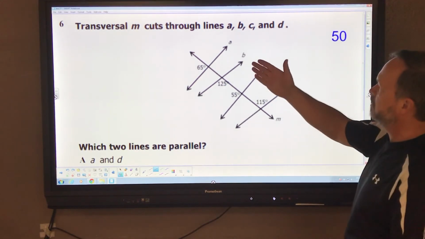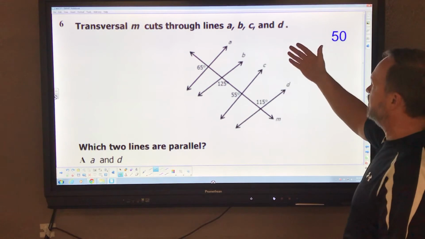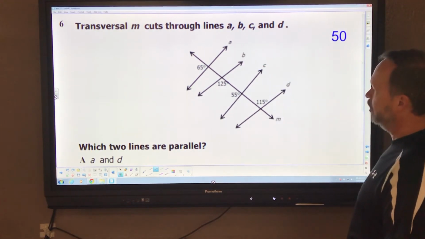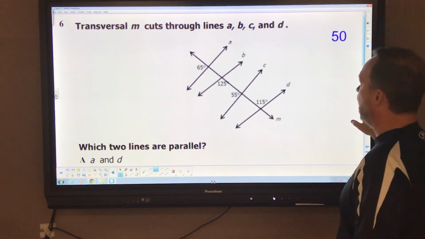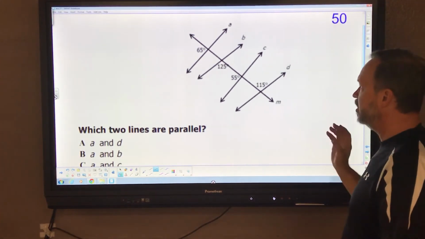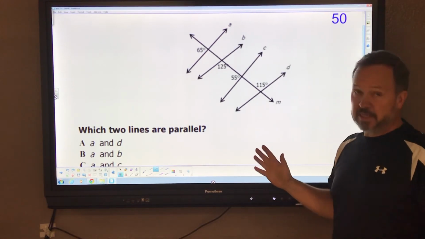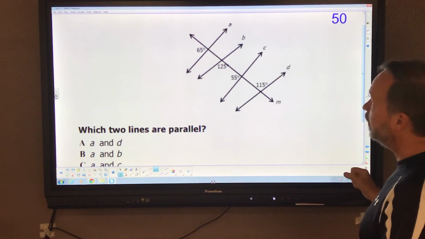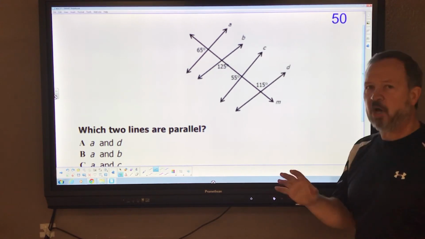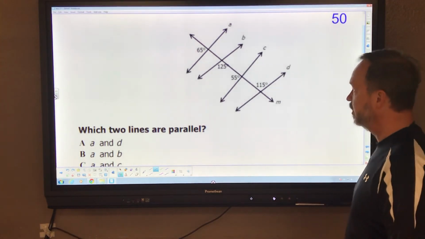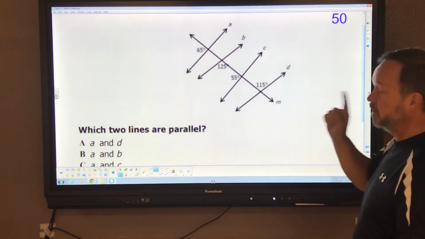So what they do is they give you this bunch of lines, A, B, C, D, and they got a transversal M. And they want to know who's parallel. And you've got some options down there as to who the parallel ones are. And a lot of students take a question like this and start looking and go, oh, they look parallel, oh, they don't look parallel. I've seen it too many times. You can't go by looks. You dealt with that so much in the classroom. You can't go by looks. What you can do is go by numbers.